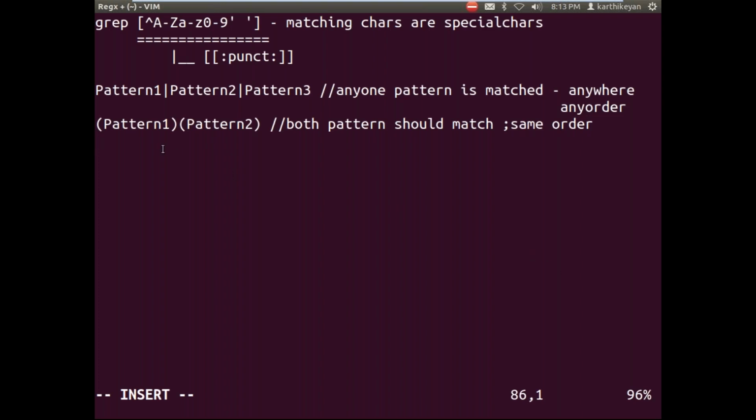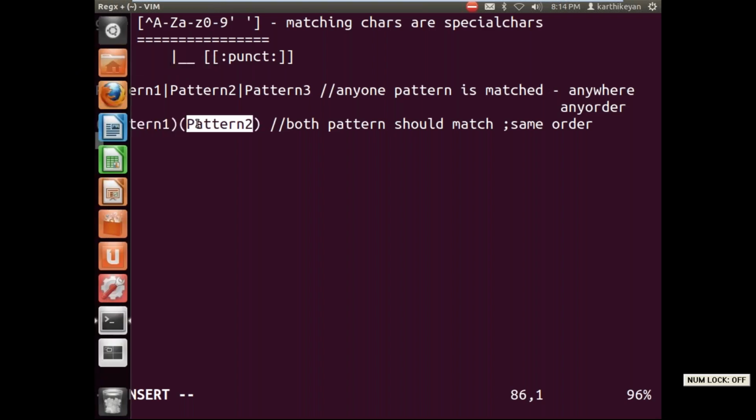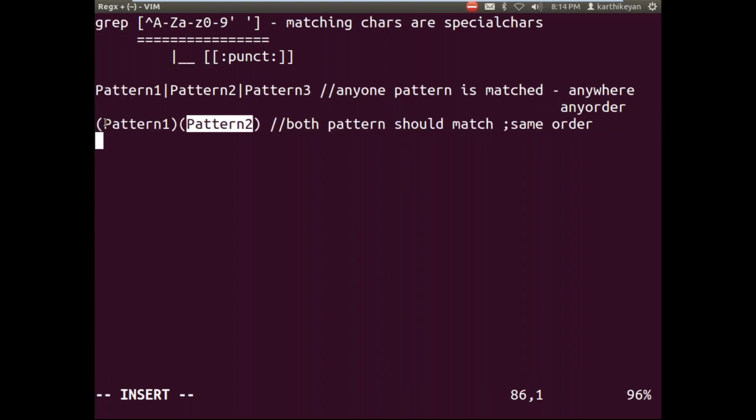Getting the difference: both the patterns should match in the same order. It looks just like a logical AND operator. This is called the grouping concept, and it will be useful at the final stage. If you want to make any common pattern, we can use this grouping.